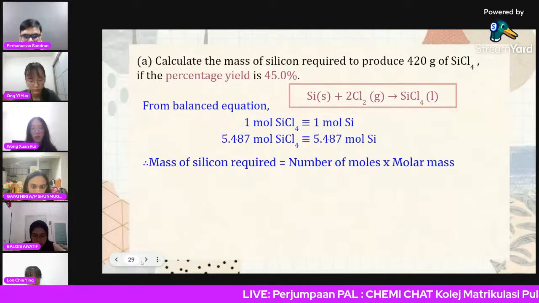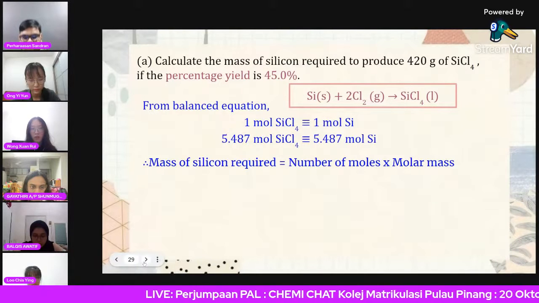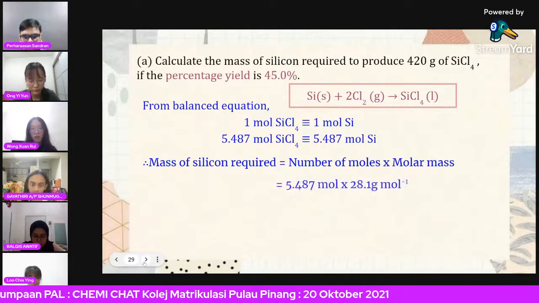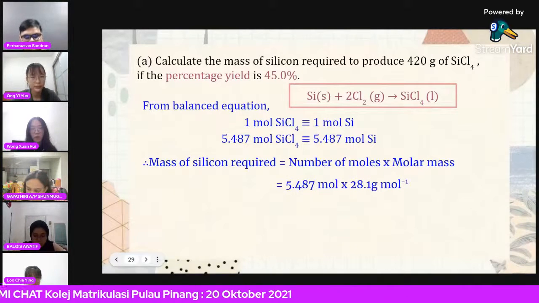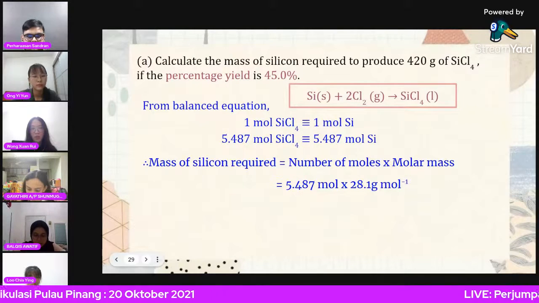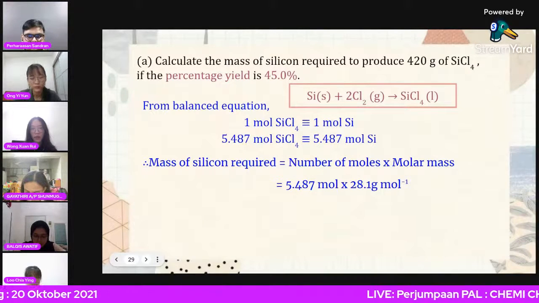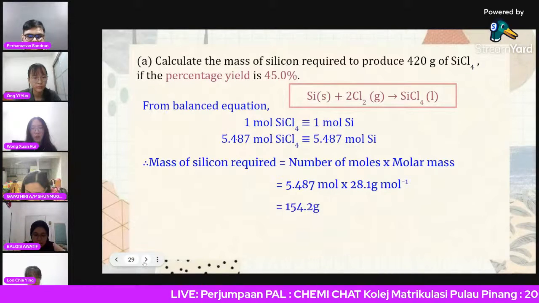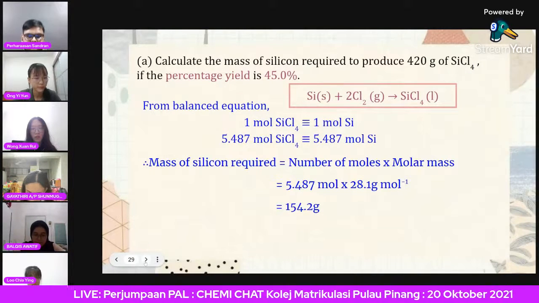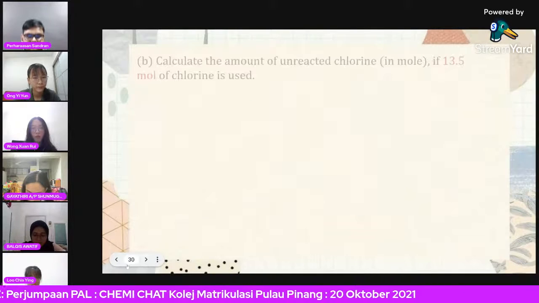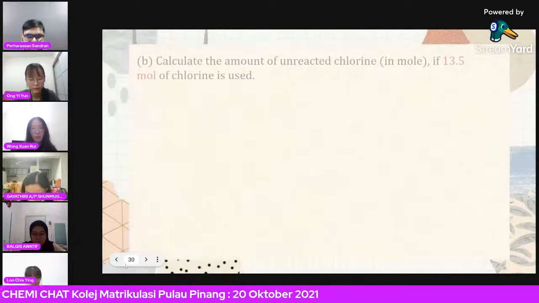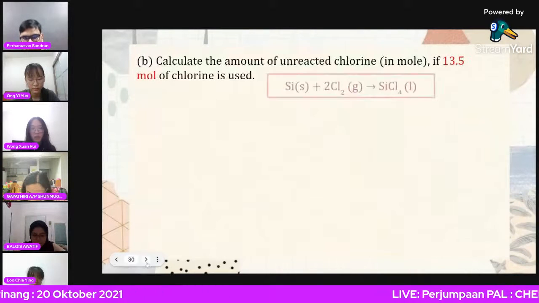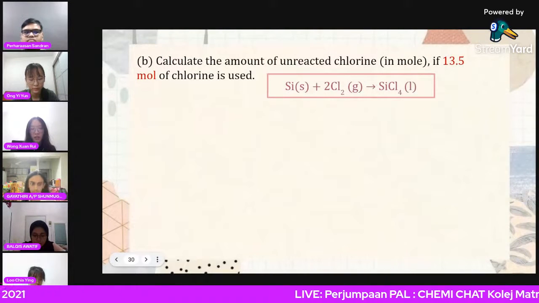Lastly, we can calculate the mass of silicon by multiplying the number of moles and the molar mass. The number of moles calculated is 5.487 moles, multiplied by the molar mass of silicon, which is 28.1. Hence, the mass of silicon required is 154.2 grams. Question B. Calculate the amount of unreacted chlorine in mole if 13.5 mole of chlorine is used.